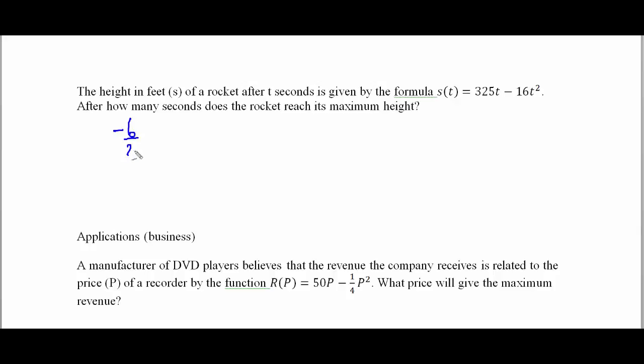So this is just negative b over 2a. I don't even need the second half of the equation. I'm not asking how long it will take to be in the air. So negative b, and this is our b here because it's the number in front of the variable without the square. So this is negative 325 over 2 times a, and the a in this case is negative 16. So we have negative 325 divided by negative 32, which gives us approximately 10.16 seconds. So after 10.16 seconds, this will be at its maximum height.